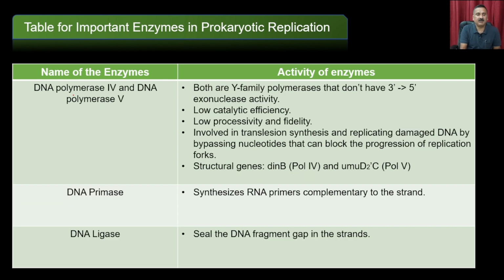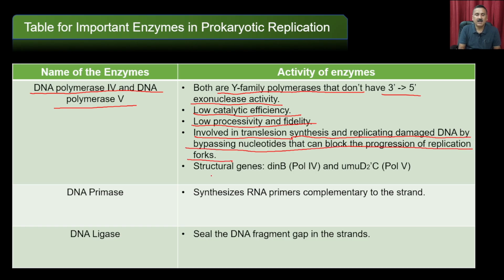Then we have the DNA polymerase IV and DNA polymerase V. Both are Y family polymerases that do not have the 3 prime to 5 prime exonuclease activity. They have a low catalytic efficiency, low processivity and low fidelity. They are involved in translesion synthesis and replication of damaged DNA by bypassing the nucleotide that can block the progression of a replication fork, and they are synthesized by structural genes like dinB and umuD2C, or the Pol V.